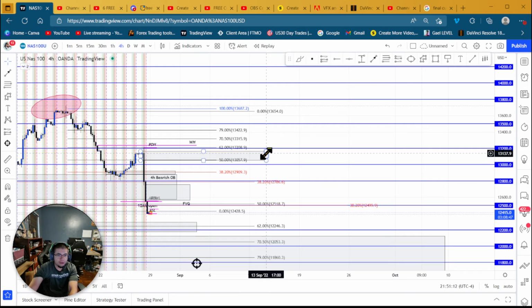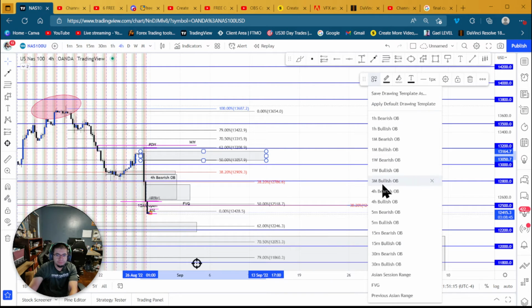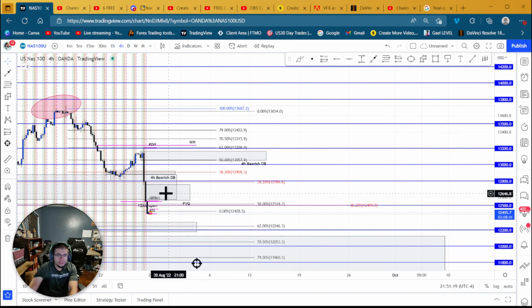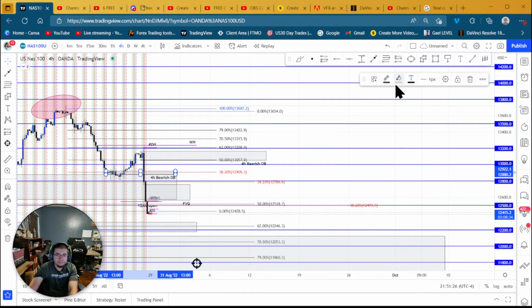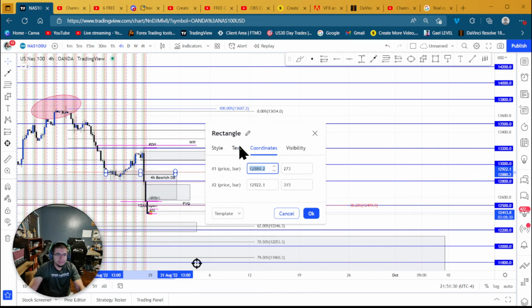And this is a 4 hour bearish order block right there. This one is actually a daily breaker block. Let me see, the edit text.